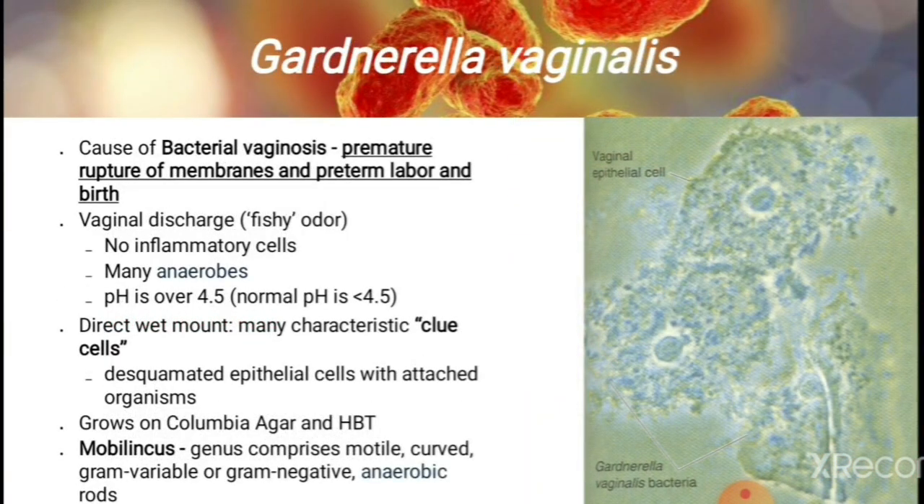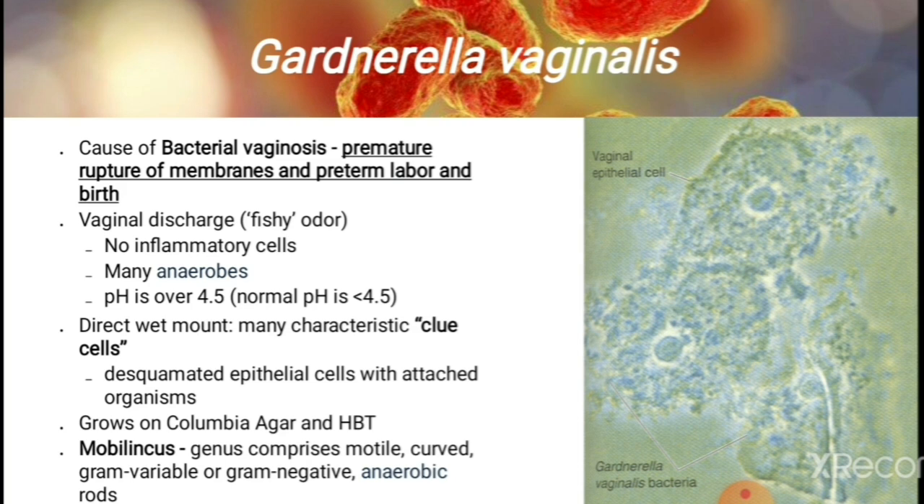Next, we also have our Gardnerella vaginalis. Gardnerella vaginalis is the causative agent of bacterial vaginosis. Bacterial vaginosis is associated with premature rupture of the membranes and preterm labor and birth. If present in a vaginal discharge, it will have a fishy odor, and no inflammatory cells will be present. And then the pH is over 4.5, compared to the normal pH of vaginal discharge, which is less than 4.5.